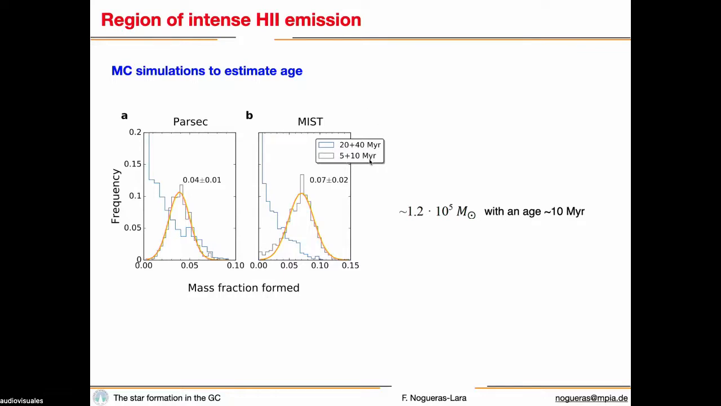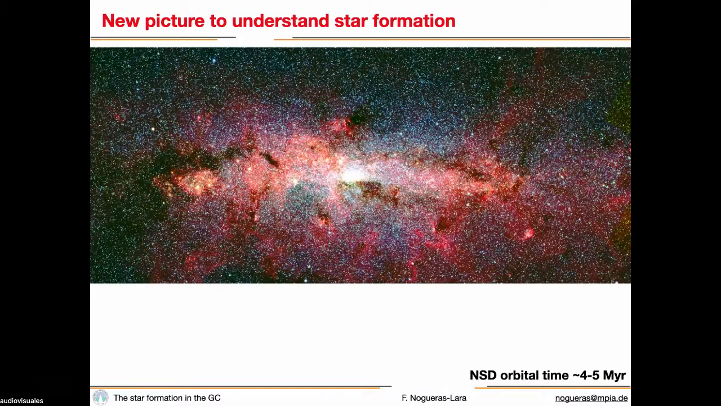But if we go to the 5 plus 10 million years models, this is what we saw. So this is for PARSEC, around 4% of the total mass was due to this, and we found these models for practically all the Monte Carlo samples. And here with MIST is even more, 7%. This means that we have around 10 to the 5 solar masses of young stars there with an age of around 10 million years. So we can now even constrain that this tiny, well, tiny, it's like 40 square parsecs, more or less. This region within the Sagittarius B1 region is really containing a lot of young stars. So this gives us a new picture of the star formation in the galactic center.